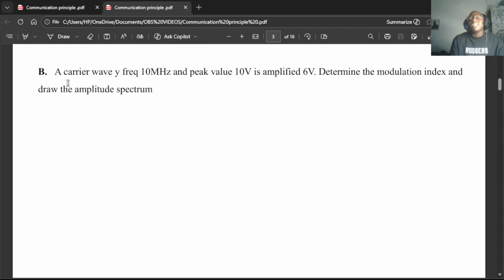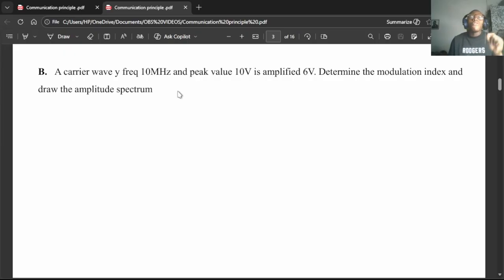Now what are they asking you? They said determine the modulation index and draw the amplitude spectrum. This is also a 2 in 1 question. The first is you are to calculate the modulation index, and the next is you are to use the parameters you have here to draw your amplitude spectrum. Are we together?